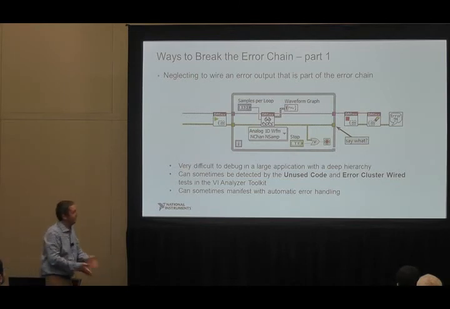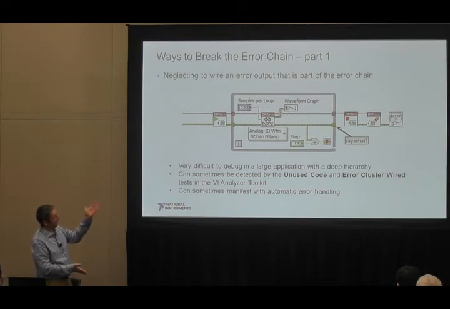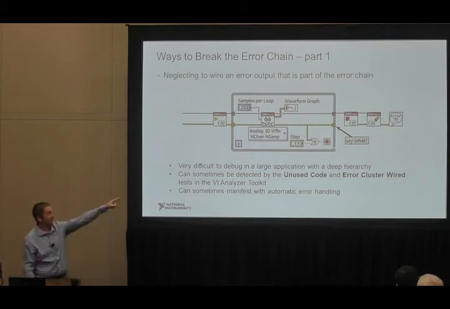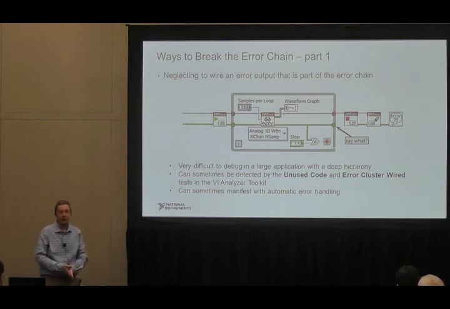Okay? So here's some code that's doing some DAC. We can look at this diagram and very easily see where the error chain is broken. When you've got 1,000 VIs and hierarchies that go 10 or 12 sub-VIs deep, and the error chain is broken somewhere in there, you're not going to see it as fast as you see that. You're going to spend a lot of time trying to figure out where that error chain got broken.